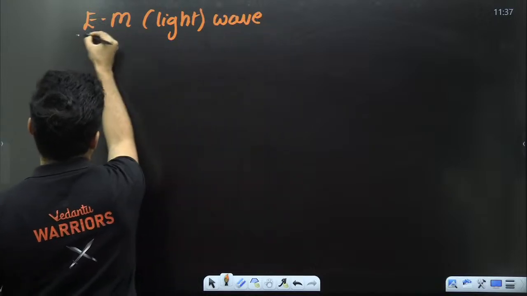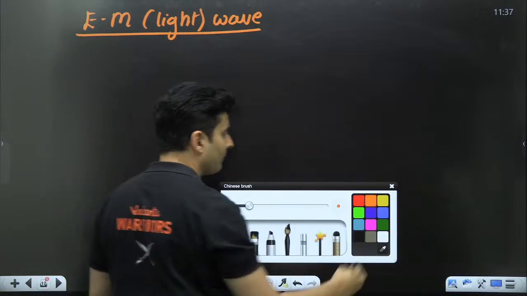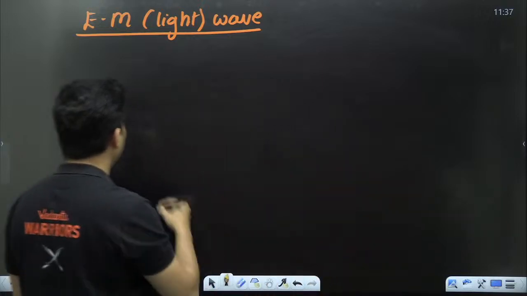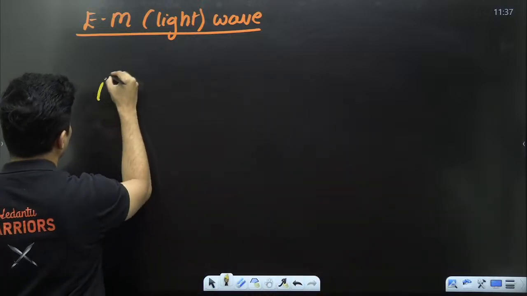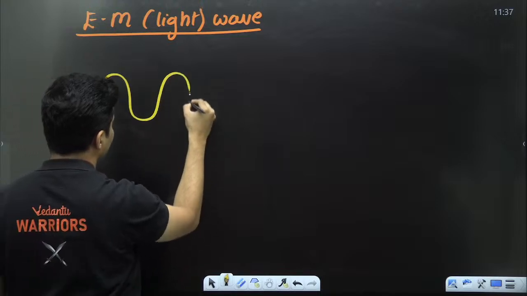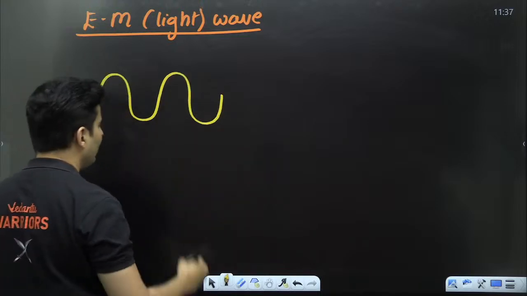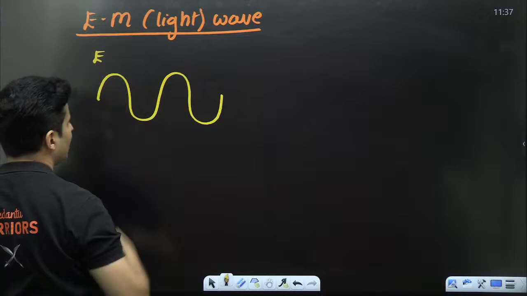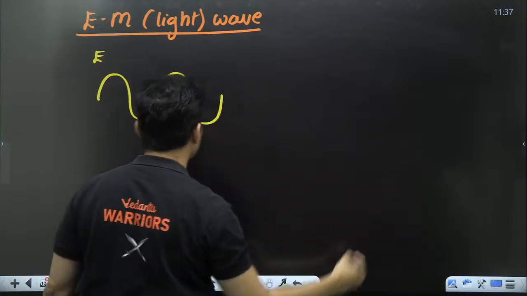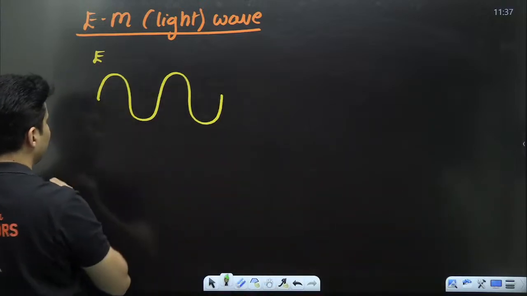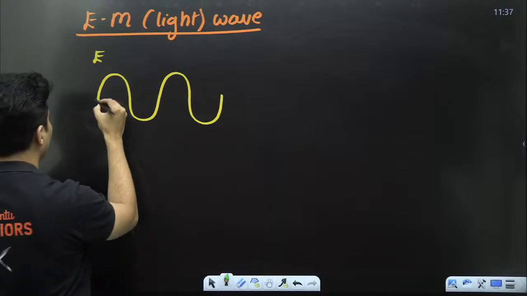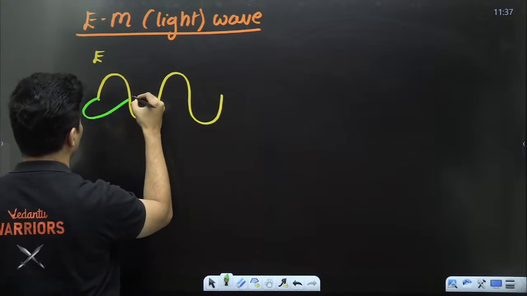For an electromagnetic or light wave, what do you have? Number one, you have the electric field which is continuously changing in one plane. Let's say I call this E. And simultaneously, you have the magnetic field which is changing like this.